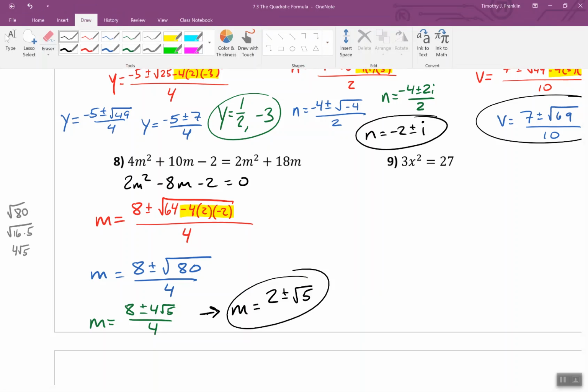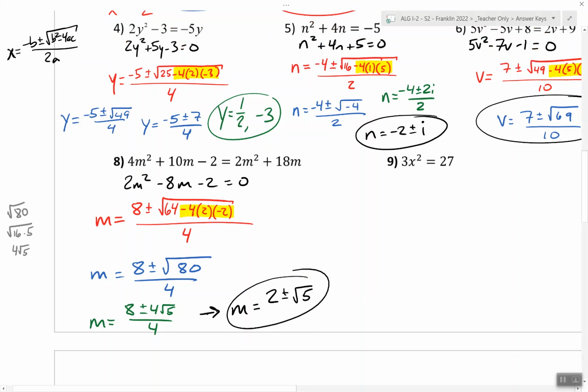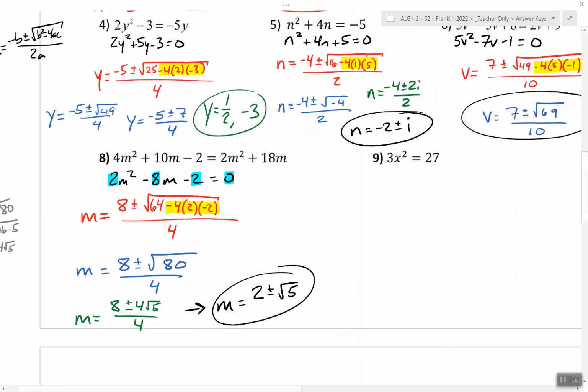If we notice back in our original equation, these numbers are all divisible by 2. So if we had divided this whole equation by 2 first, we could have, and that would have made our answer a little simpler. We probably would have gone straight to this. But if you don't notice, you can just simplify at the end.